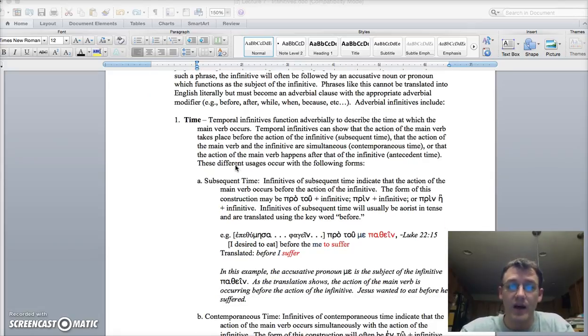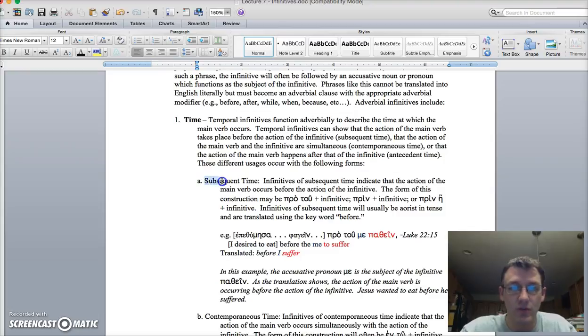Here, to convey time, they use different constructions of the infinitive, and in order to convey the idea of time, they put different prepositions and articles on the front of the infinitive to make it clear what they're doing. So, for subsequent time, which is generally translated with the word before, here I've given you the Greek letters. So if you see where the text is telling you there's an infinitive, look in front of it, or maybe a few words in front of it, and you should see pro tou plus the infinitive, or prin plus the infinitive, or prin an plus the infinitive. If you're looking at one of those three things, you are likely looking at a subsequent time. And so you would insert the word before.